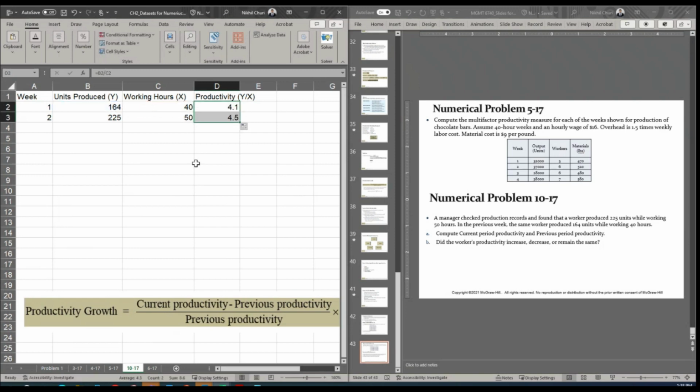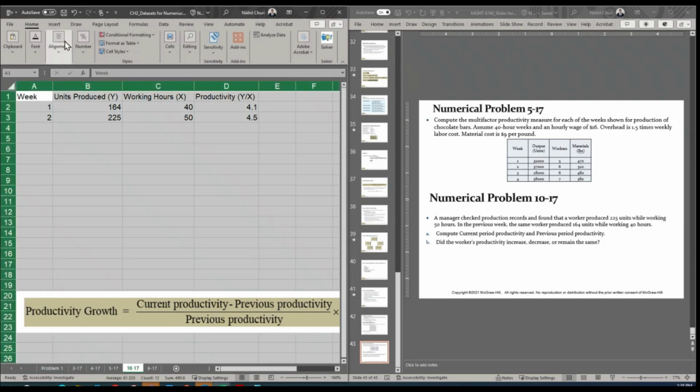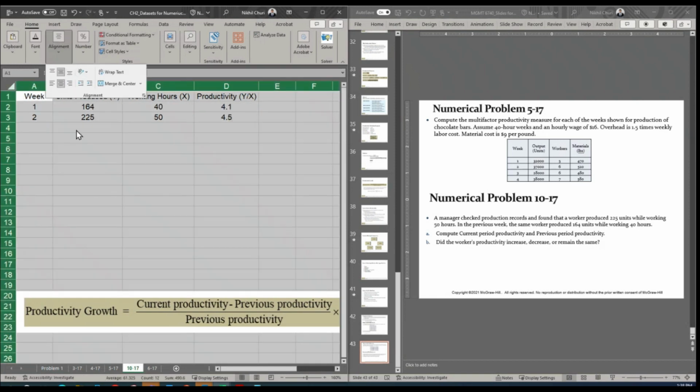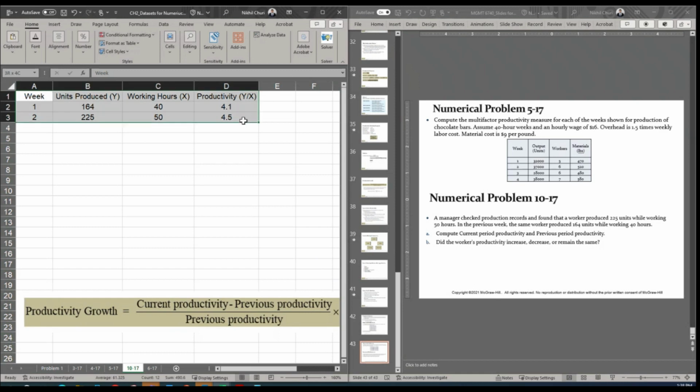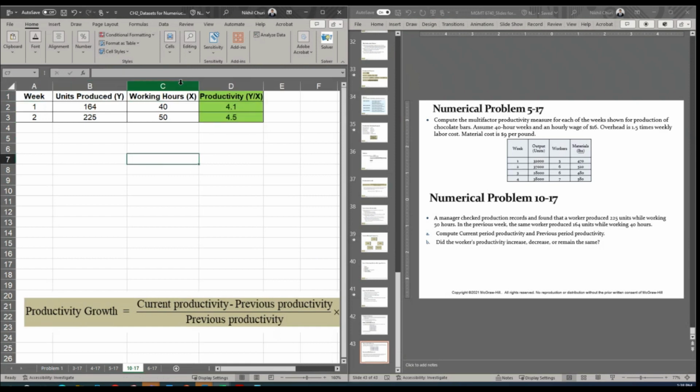4.1 and 4.5 are the productivities we calculated. And again, I will just make this presentable. So center, and add borders to it. And this is your calculated variable or output. So let's see, this is one of your answers. So green is a good denotation. Done. So this is done.